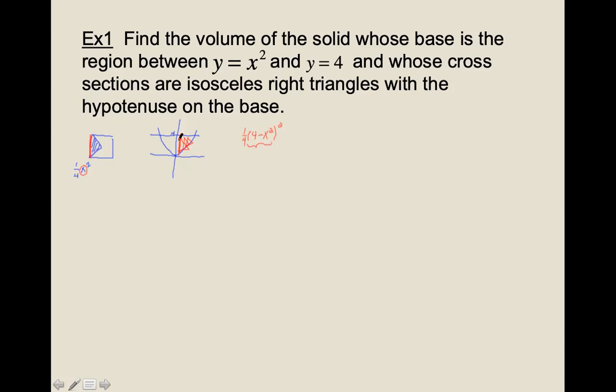Now, that's just one triangle. And in calculus, in order to get infinitely many of those, we turn this into an integral. And our integral is going from this point to this point, and we're filling that area between these curves with infinitely many isosceles right triangles with the hypotenuse on the base. So infinitely many are in between there.